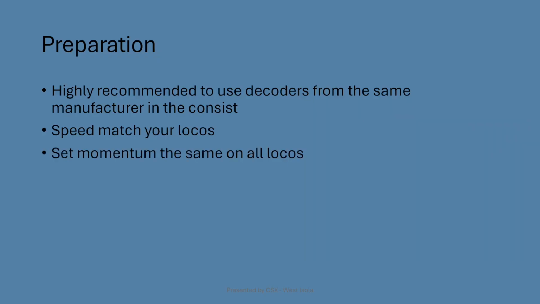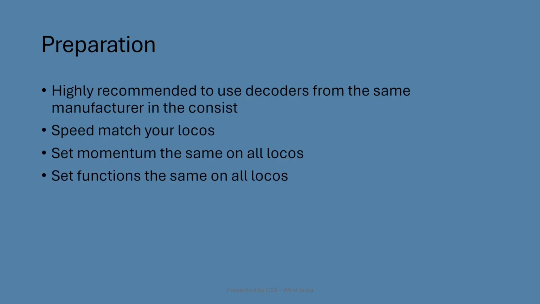The next thing you want is for all the locos to have the same momentum. What you don't want is, I don't know, a loco taking 5 seconds to go from standing still to its top speed, and another loco taking 10 seconds to get there, because again, you'd end up with pushing and shoving within the consist. Again, this might be something that you would categorize your locos by on your layout.